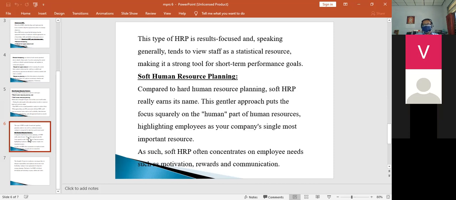Next, this approach puts focus on the human part of human resources, highlighting the employees as your company's single most important resource. Single most important resource, human resource.